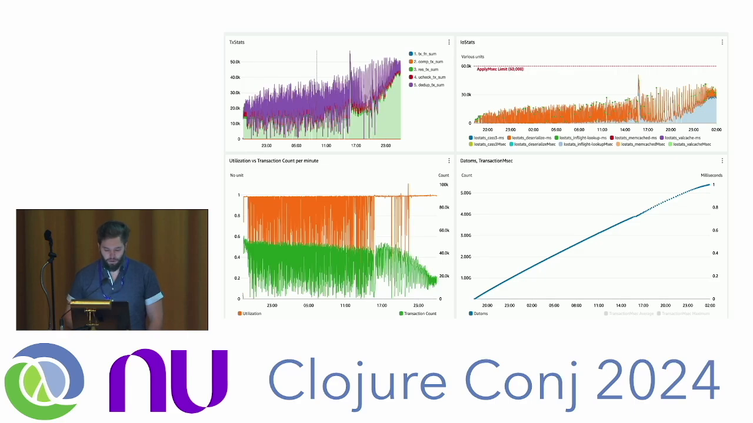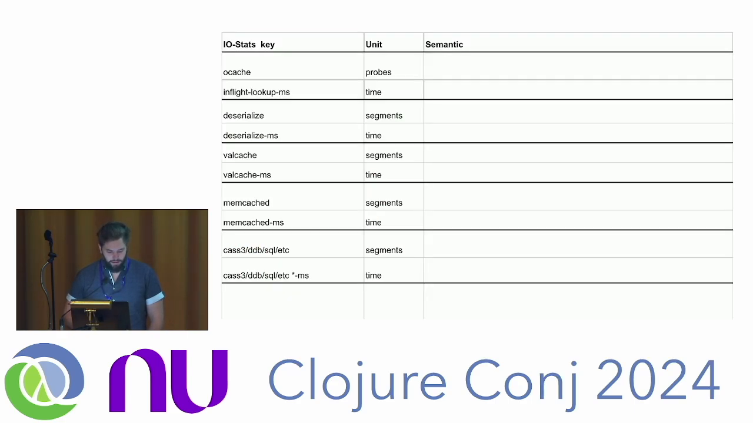So the IO stats keys, I don't think I need to attach the semantic here because they're just timings. But we have storage on the bottom, so Cassandra, Dynamo, SQL, et cetera, -ms. This is time spent reading from storage. Then we've got memcache-ms, time spent reading from memcache, et cetera, et cetera. All the way up to valcache, deserialization time, and then time spent in something called the in-flight lookup. I'm not going to get into that yet, but I will soon.